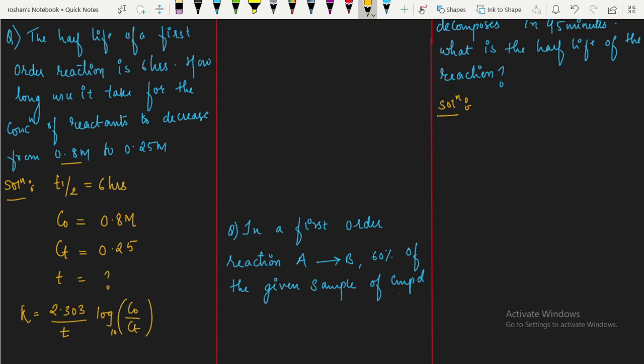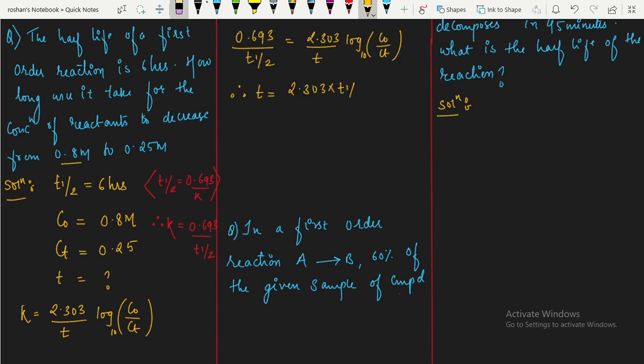So if I go to find the time, students, where K is there, what can we write? Sir, the place where we have K, we can write it as 0.693 by T half, is equal to 2.303 upon T log C0 by Ct to the base 10. So in this case, what does T become? T came to this side, so this will become 2.303 into T half, right?